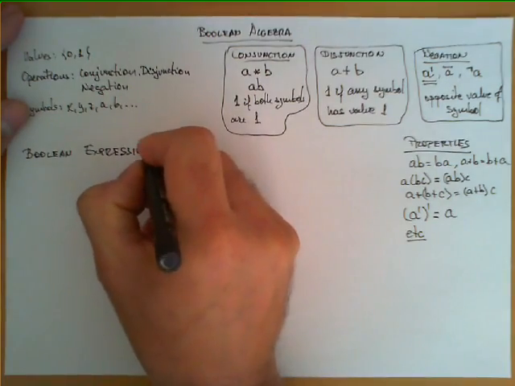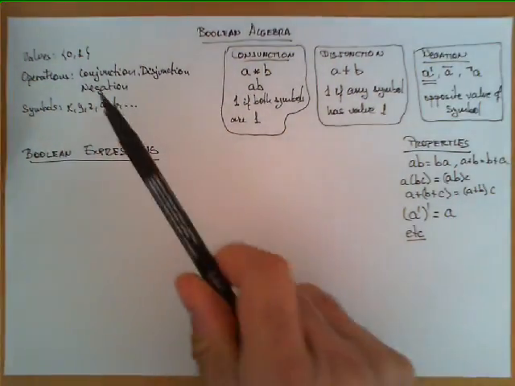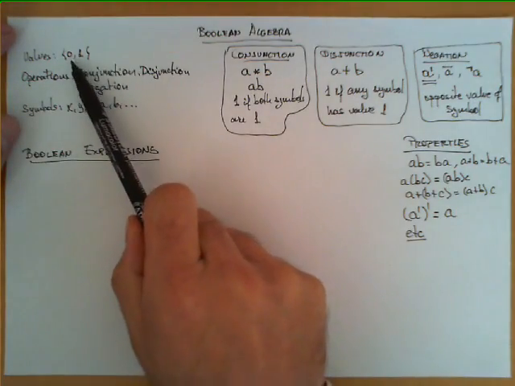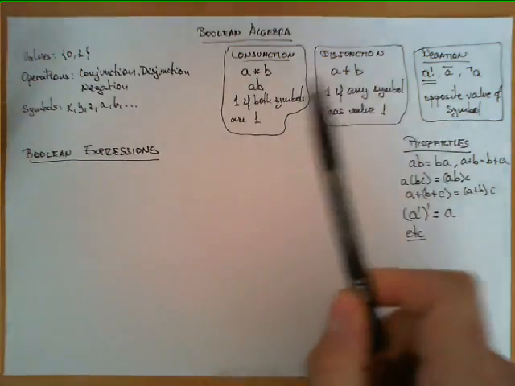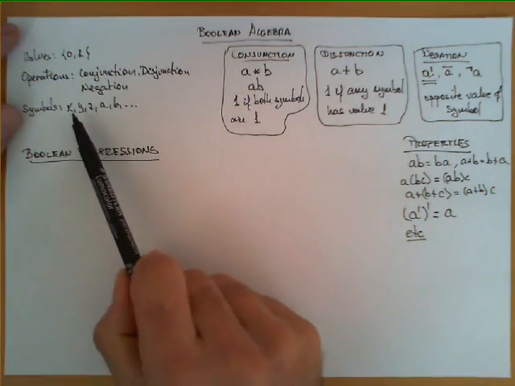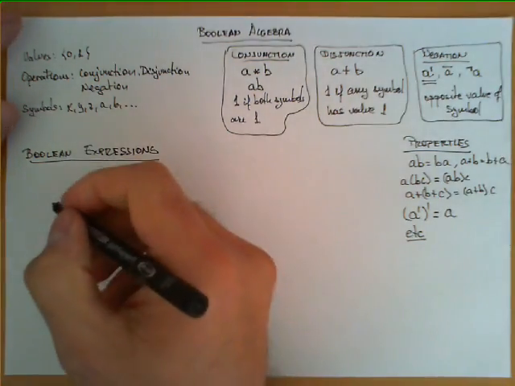What are Boolean expressions? Well, very simply, they're just expressions that we obtain by combining these three ingredients: the values 0 and 1, if we need them, conjunction, disjunction, and negation, parentheses, of course, plus as many symbols as we need. In fact, on this right side of the paper, we already see a few Boolean expressions. So let me give you a couple of examples.